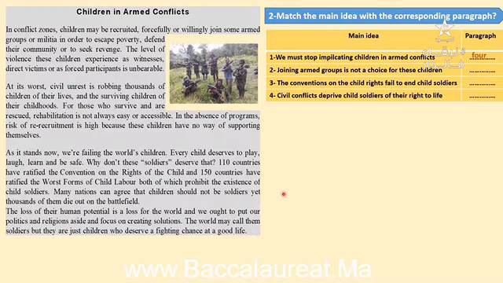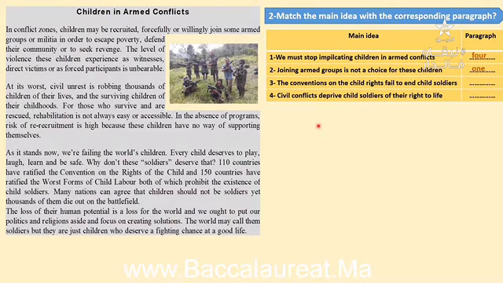Good. Second idea, joining armed groups is not a choice for these children. Which paragraph is this? Excellent. That's paragraph number 1. In conflict zones, children may be recruited forcefully or willingly join some armed groups. Good.